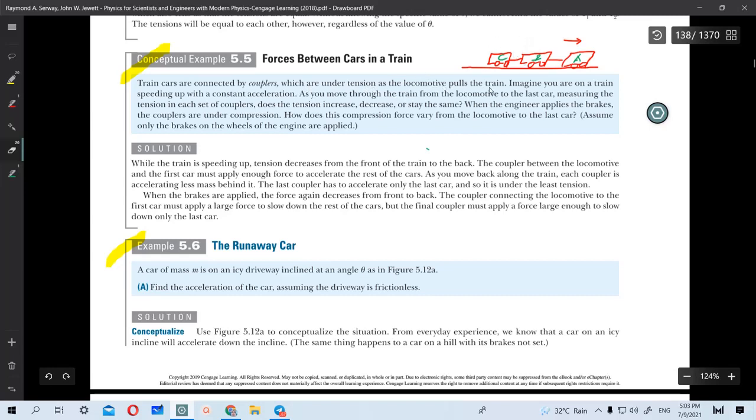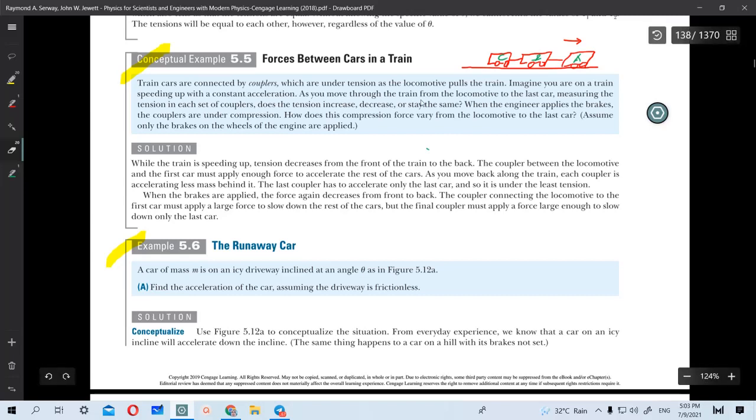When the locomotive pulls the train, the main train, which is under power and has its own motor, pulls the rest of the train. So here in the picture we have A, B, C. A is the locomotive, B and C are the cars at the back. Now imagine you are on a train speeding up. Acceleration and speeding up represent that the v keeps changing.